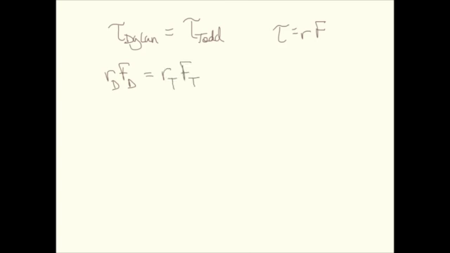Well, I don't know the forces provided by Dylan and Todd, but I do know their masses, and we know that F is always equal to ma. We also know that the force provided by each of them on the seesaw is provided by their weight, which means the acceleration here is going to be 9.8 meters per second squared. So I'm going to substitute mass times 9.8 in the equation for force.